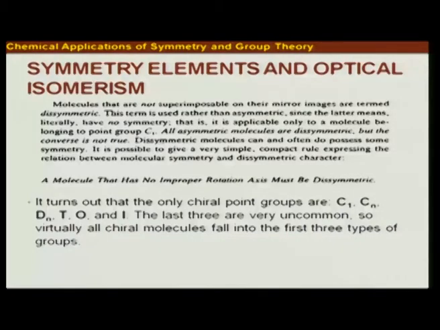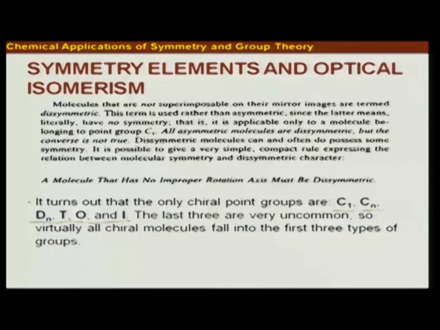Now there are certain point groups which turn out to be chiral in a true sense. Which are they? C1, which means it has no symmetry other than identity; Cn, which has only a proper axis of symmetry, nothing else; and Dn, something like the one we looked at. There are other point groups like T, O and I, which are extremely rare. But C1, Cn and Dn are not rare, they are quite abundant, and we see this effect of chirality from these molecules.